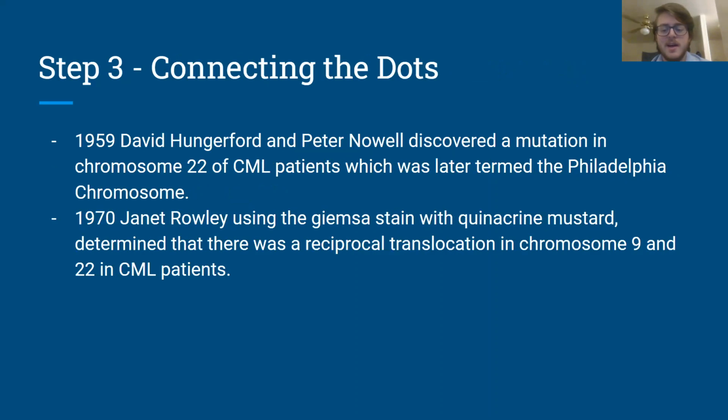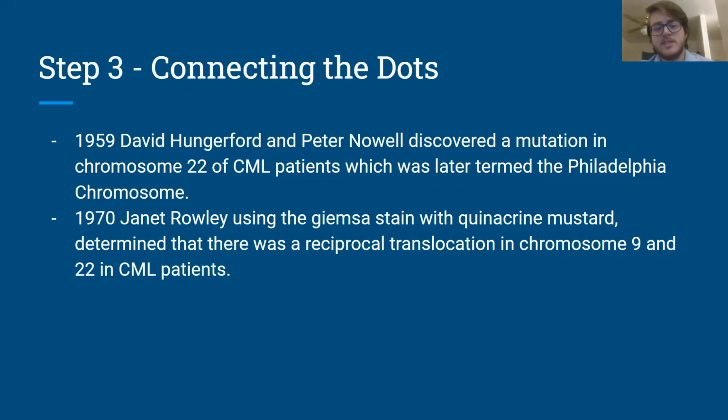All right, and now let's connect the dots. So this is step 3. We're going to go back in time and work forward, and it's going to connect the research that we just learned about to the research of the Philadelphia chromosome and CML patients. So in 1959, David Hungerford and Peter Nowell discovered a mutation in chromosome 22 of CML patients. What they thought was a deletion in chromosome 22, just at the end of the chromosome, they found in particular in CML patients, and that was later termed the Philadelphia chromosome.